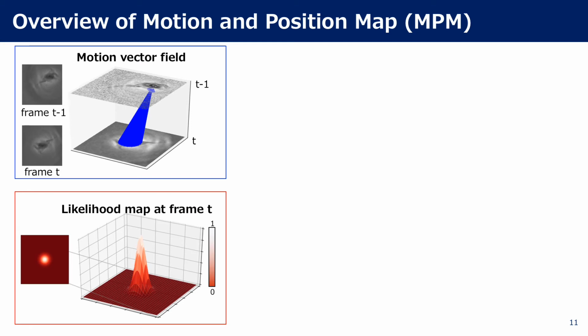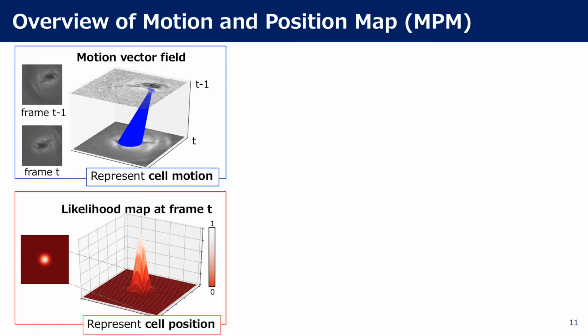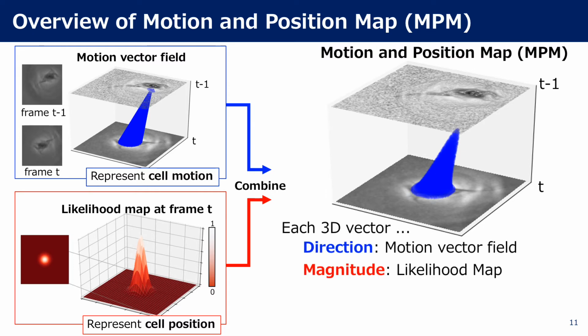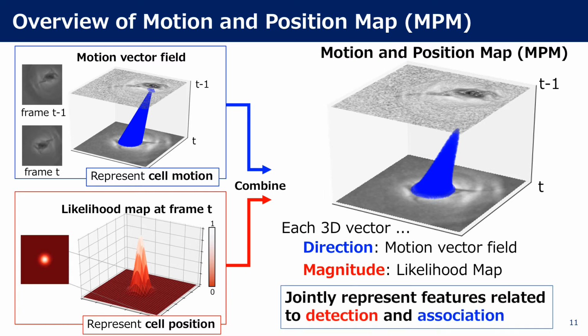Here is an overview of MPM. The motion vector field and the likelihood map are combined into the Motion and Position Map, MPM. In MPM, the direction of each 3D vector is the cell motion, and the magnitude distribution is the likelihood map. That is, by exploiting the direction and magnitude of 3D vectors, MPM jointly represents the features related to detection and association.